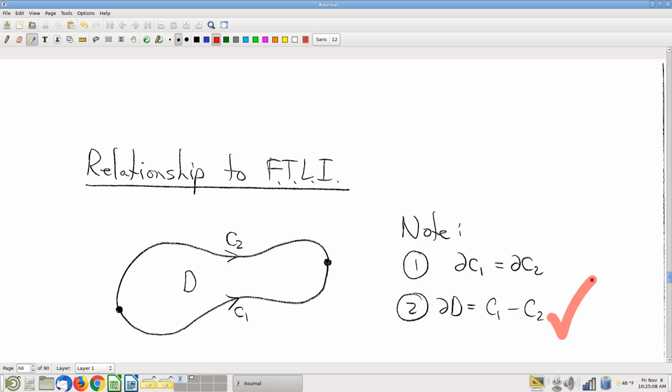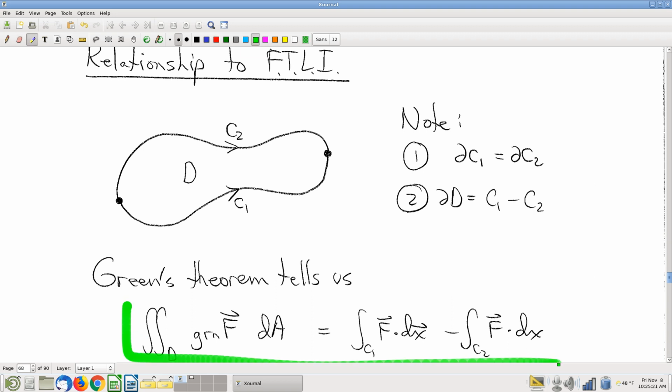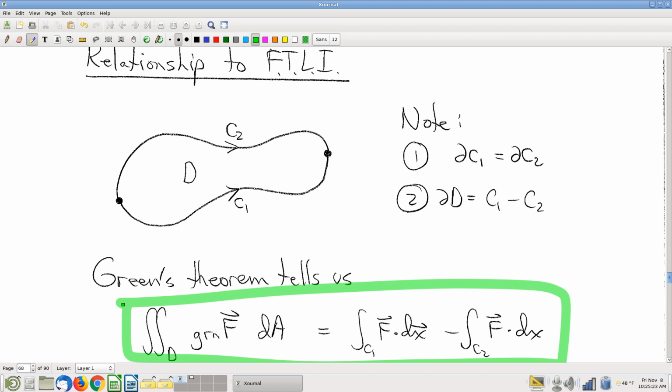Okay, so with this context set up, let's write down Green's theorem. Suppose there's some vector field. We can write down how Green's theorem applies. Green's theorem says that the double integral over the interior of Green's operator is the line integral around the boundary. And don't forget that line integral around the boundary is like this.